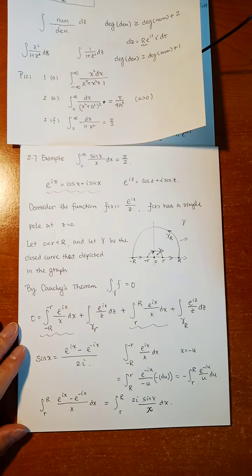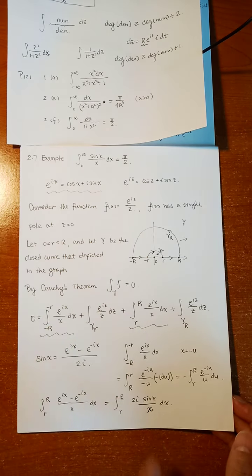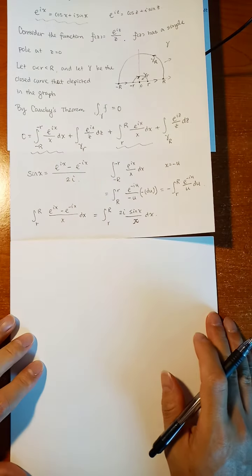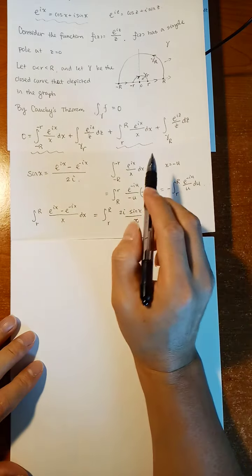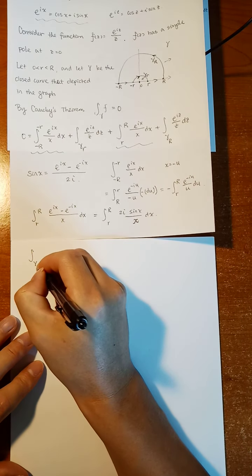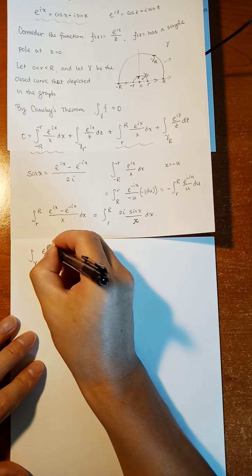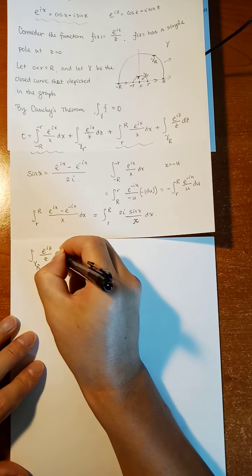All right, okay, now let's study the other parts. Let's talk about this gamma capital R. Gamma capital R is the integral e^(iz) over z dz.